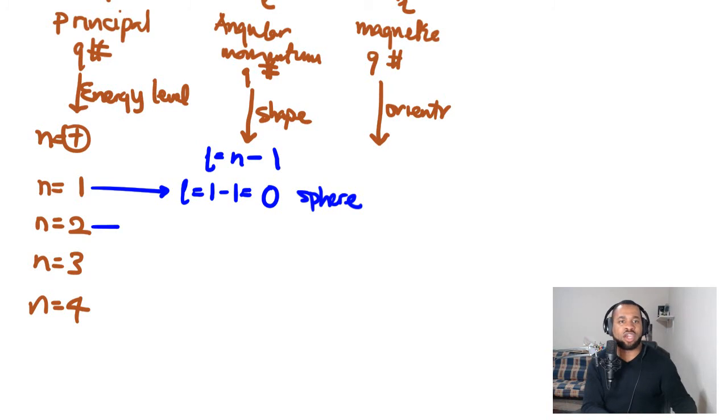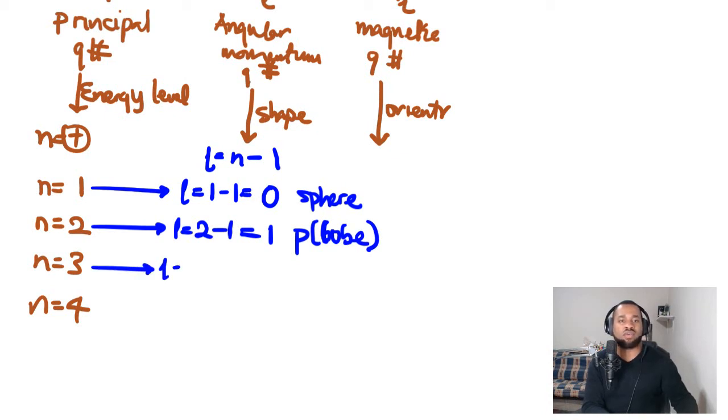And the next one here is when n is equal to 2, what is L? So in this case, 2 minus 1 is equal to 1, and this actually introduces our p orbital, which are lobe-like in terms of the shape. And then the next one is when n equals 3, we have 3 minus 1, which in this case is 2, and 2 represents our d orbitals.